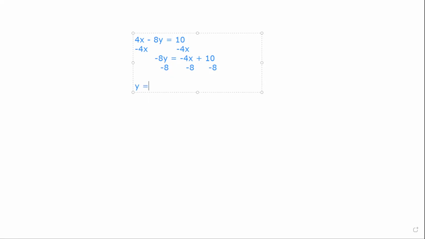y equals 1/2 x minus 4/5. Where the heck did I get those numbers? You really want to know? Well, I did it on purpose. I'm dividing here, right?